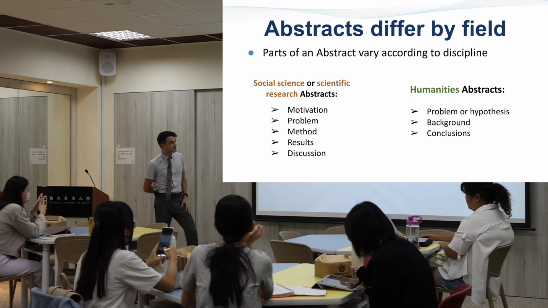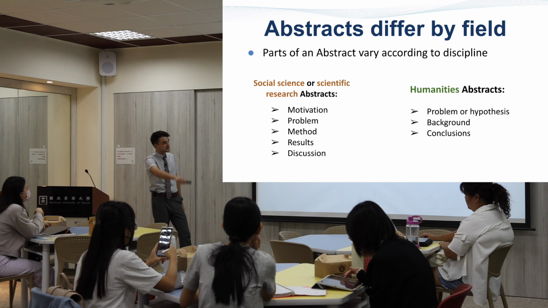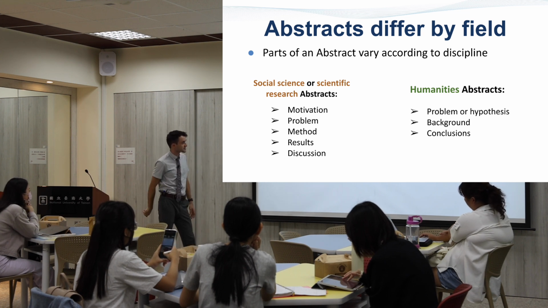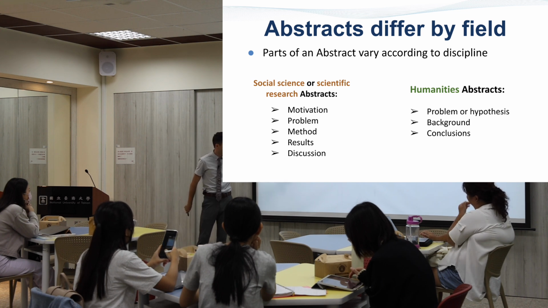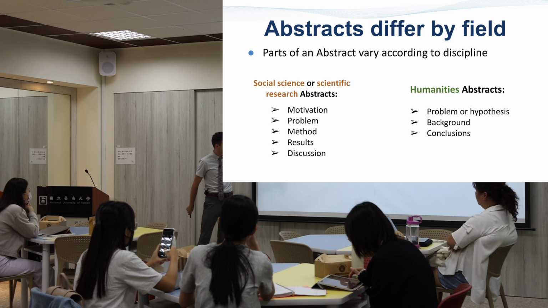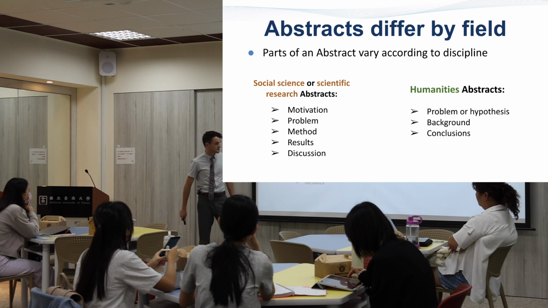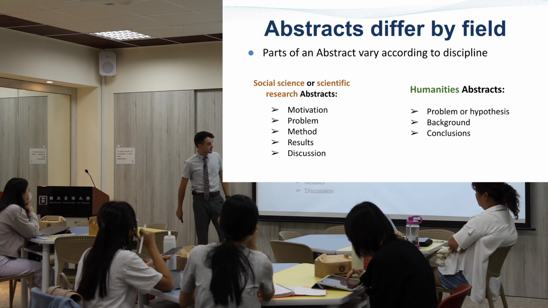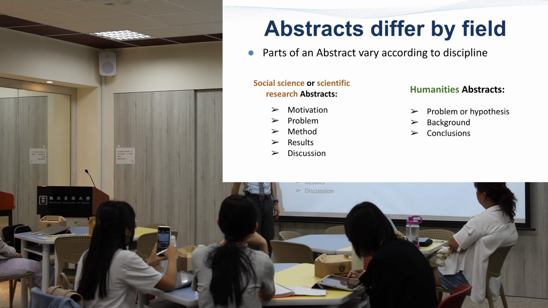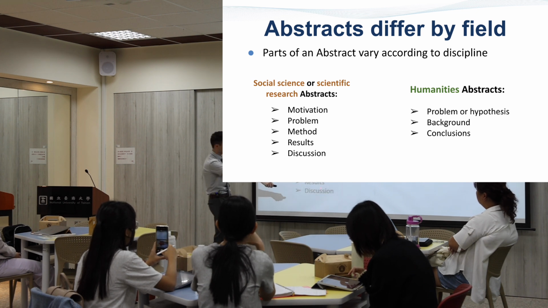Abstracts differ by field. Parts of an abstract vary according to discipline. This presentation gets interesting, I promise. Social science or scientific research abstracts often talk about motivation, problems, methods. This is where a lot of my reading and writing comes from. A lot of problem statements and motivations, and then you get results at the end, of course. Discussion is obviously last. Humanities might talk about problems and then hypotheses. They might do much more background information. Then go into conclusions, and the conclusions in that case would also be results and discussion.